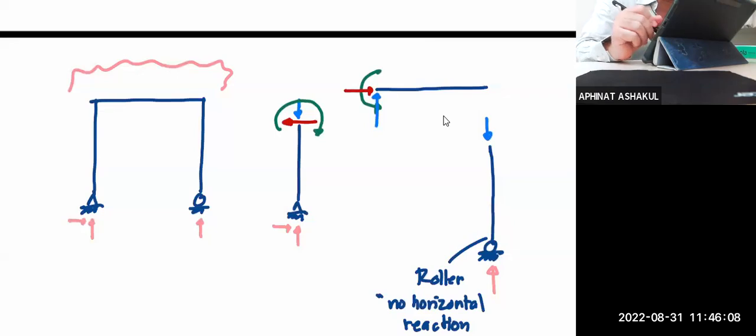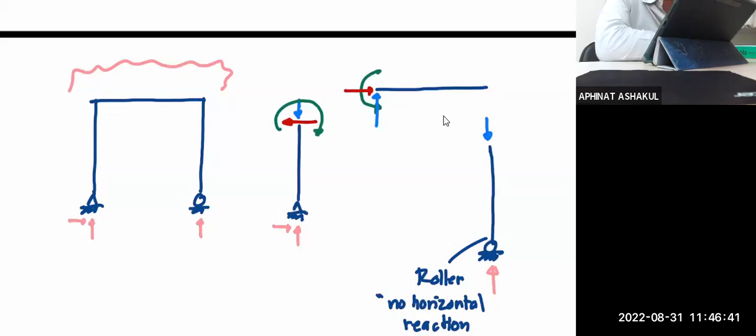So by taking a look at the system and looking at this free-body diagram, you know right away that you can never have the horizontal force. And when there is no horizontal force here, this joint better have no moment as well. Otherwise, it becomes imbalanced. Right? So it's pretty simple.